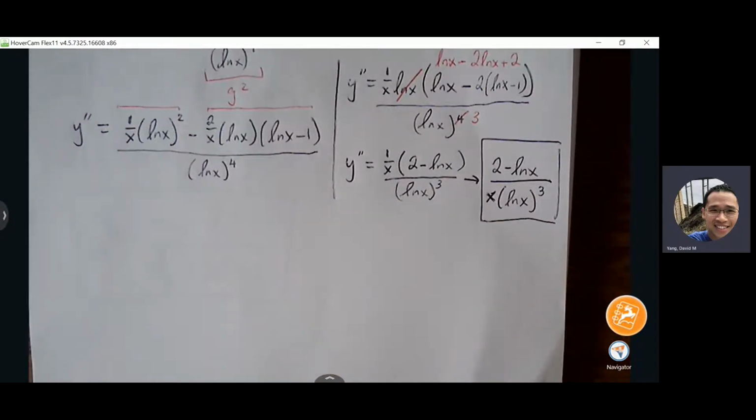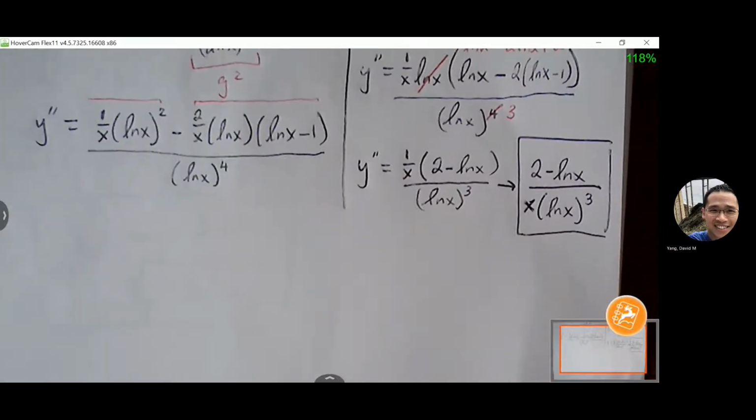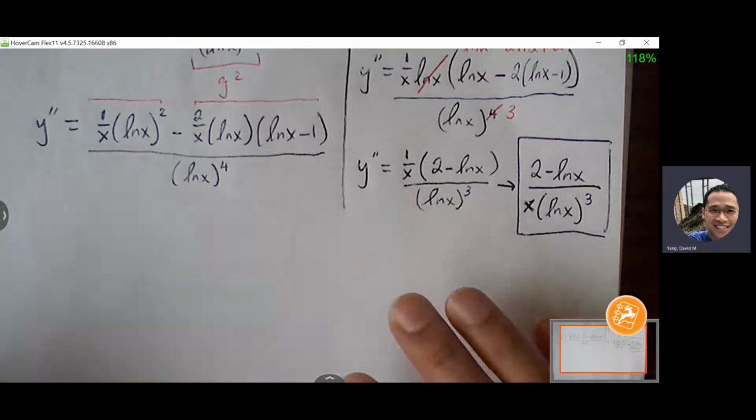Okay, so take a look. Any questions here? We're going to create our second derivative sign line. So we'll set the numerator equal to 0. We'll set the denominators equal to 0. Look for our critical points.